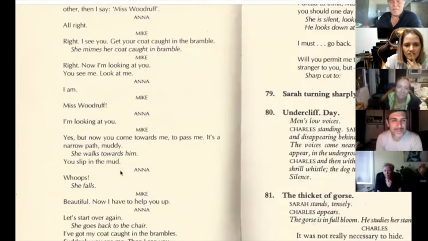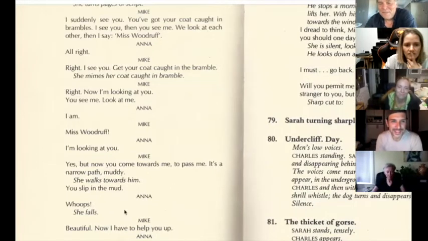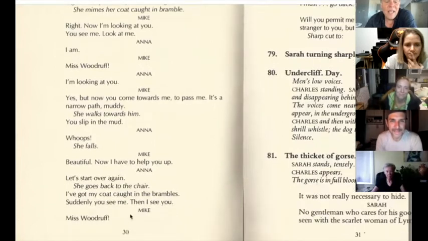And she goes, let's start over again. And then she goes back to her chair. That's act 1. And then act 2 is she starts. Okay, fine. I'll play. I've got my coat caught in the brambles. Suddenly you see me, then I see you. So she's like, fine, I'll play. And then he goes, Miss Woodruff.